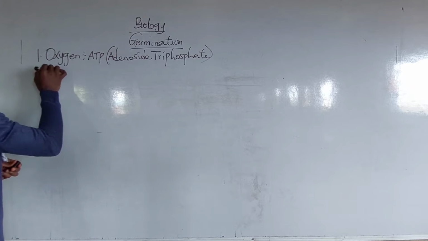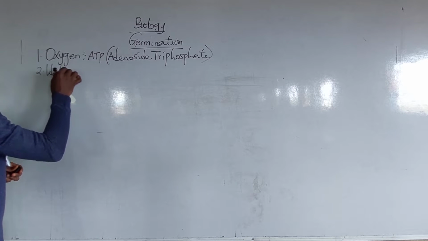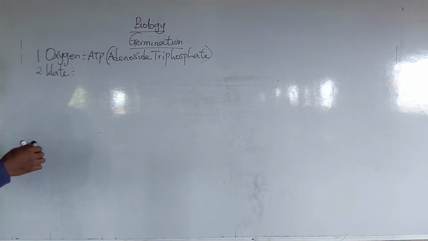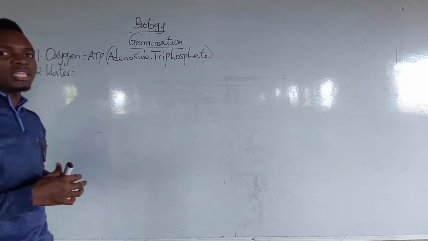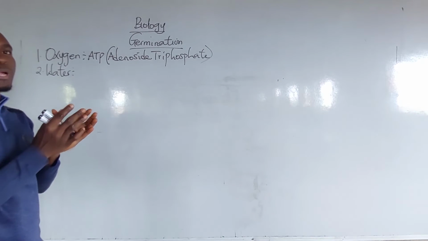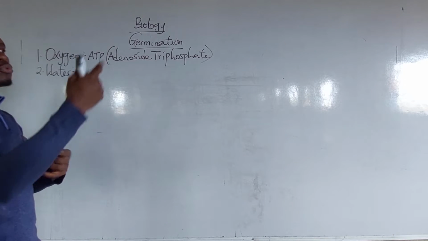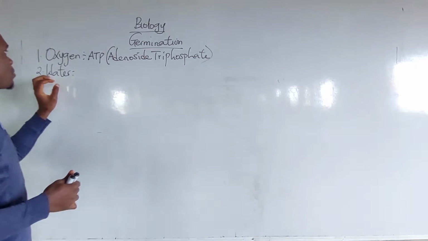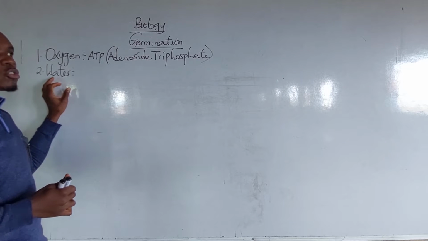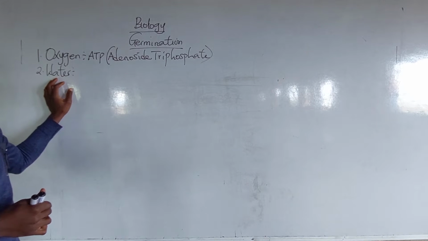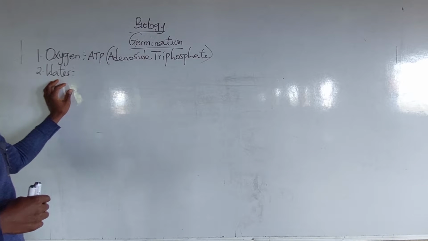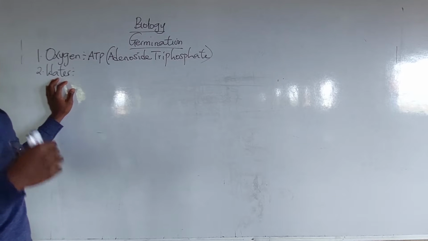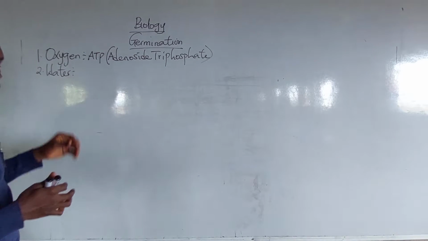Number two, water. Water is also needed for germination to occur. Water helps in softening the testa so that it can break open for the embryo to sprout out. That is the importance of water. Water also activates the cells of the seed to enhance effective germination.